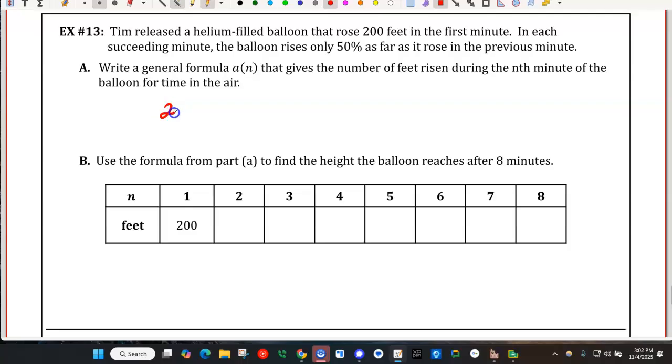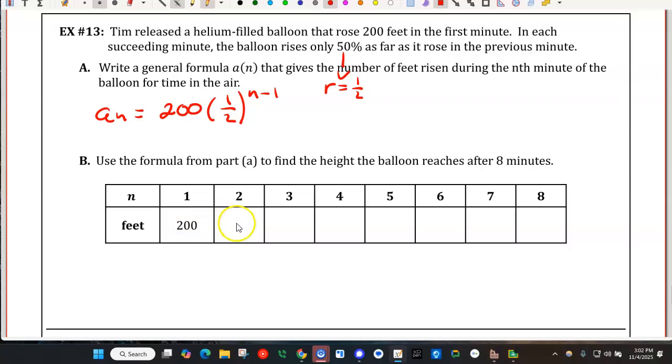So we have the first term. That's nice. We know the ratio, right? It says 50%. What do you think that is as a ratio? Hey, our friend 1/2. So we got 1/2, just keeping it light, to the n minus 1. So we can use this to find where we are going. Let's see here.